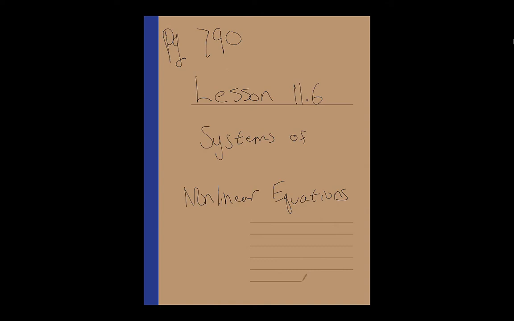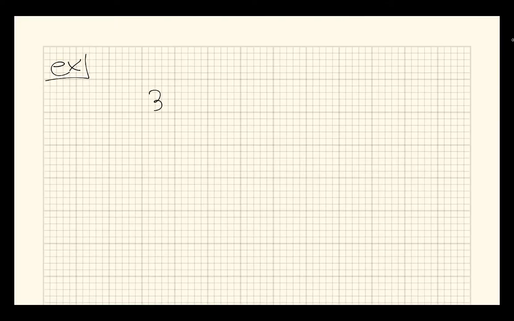So 11.6, we're going to be doing systems of nonlinear equations. In 11.1, we did linear equations. Those are pretty straightforward. You guys have been doing those a long time. But let's take a look at this example. We have 3x minus y equals negative 2. And we have 2x squared, which is going to be a parabola, minus y equals 0.